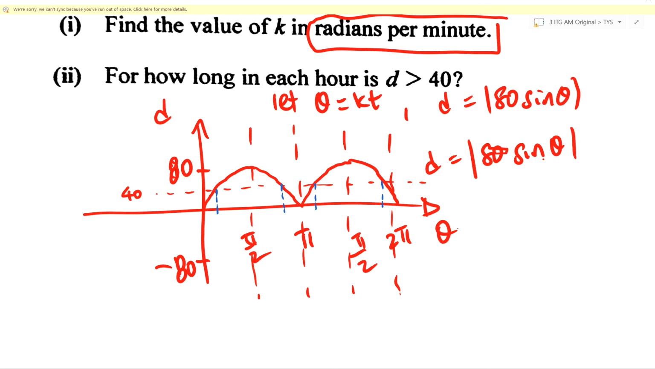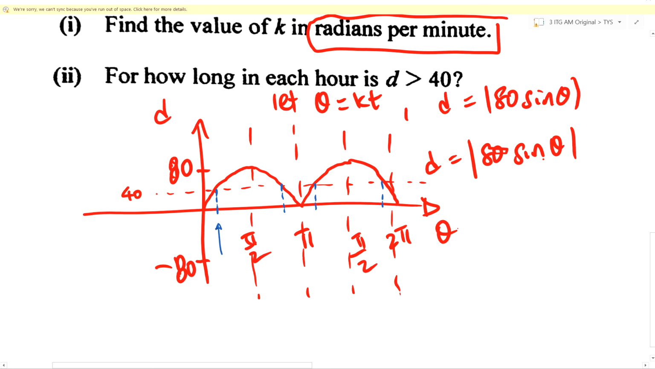Because within 1 hour, within the one cycle, otherwise known as 1 hour, there are times when the value for d is less than 40. Then it is more than 40. Then it becomes less than 40, less than 40, more than 40, and less than 40. Okay, so far? So, when is the first instance that it is equal to 40?